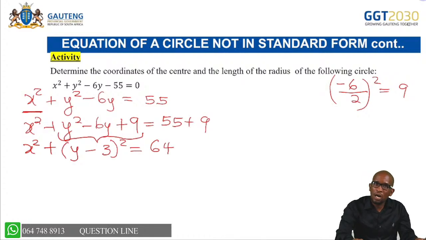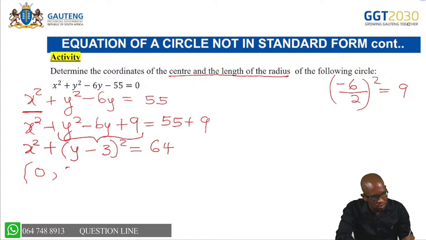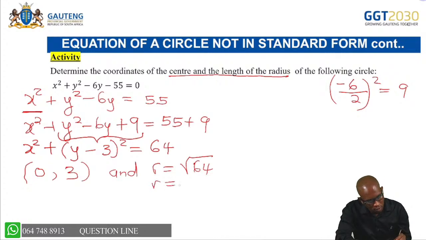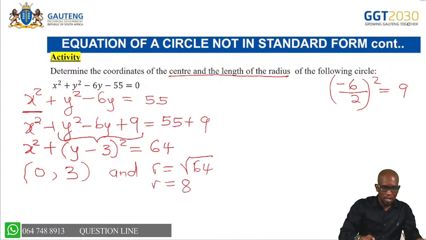Now you've worked out the equation of the circle. However, the question said you need to work out the center and the length of the radius. So in this case, the center would be: the x value would be 0, the transformation there is 0. The transformation for the y is 3. And r should be given by the square root of 64. The square root of 64 in this case would be 8.